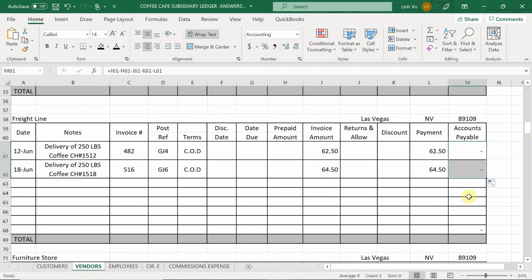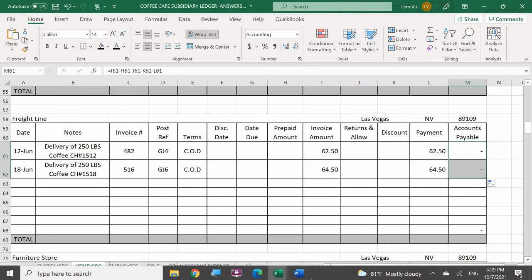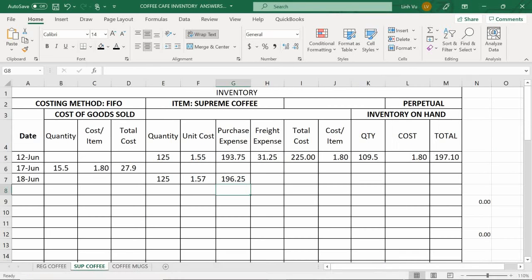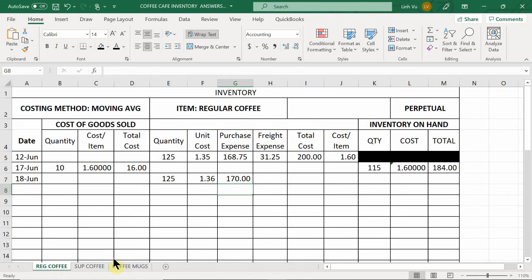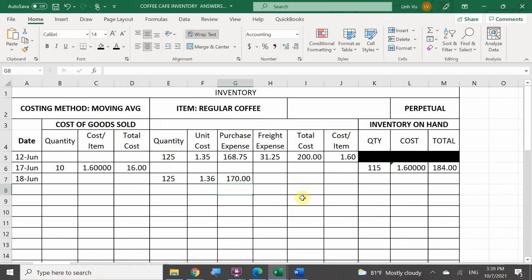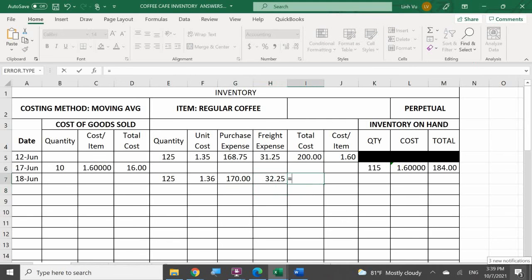So after that, we can do the inventory. Yes, we can finish up our inventory. Okay, so in this case, let's do the regular coffee first. It's going to be 5 plus the freight. We add the freight. Yes, we do. It is 32. Let's see, 170 plus 32.25. It is 202 and 25 cents.